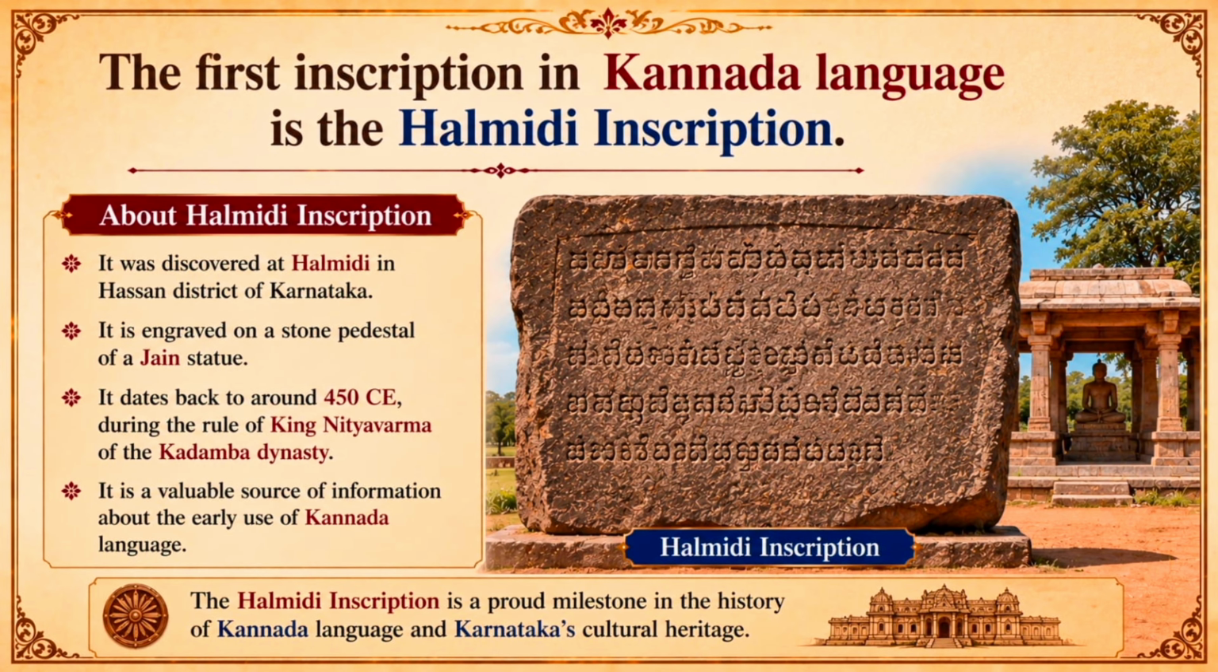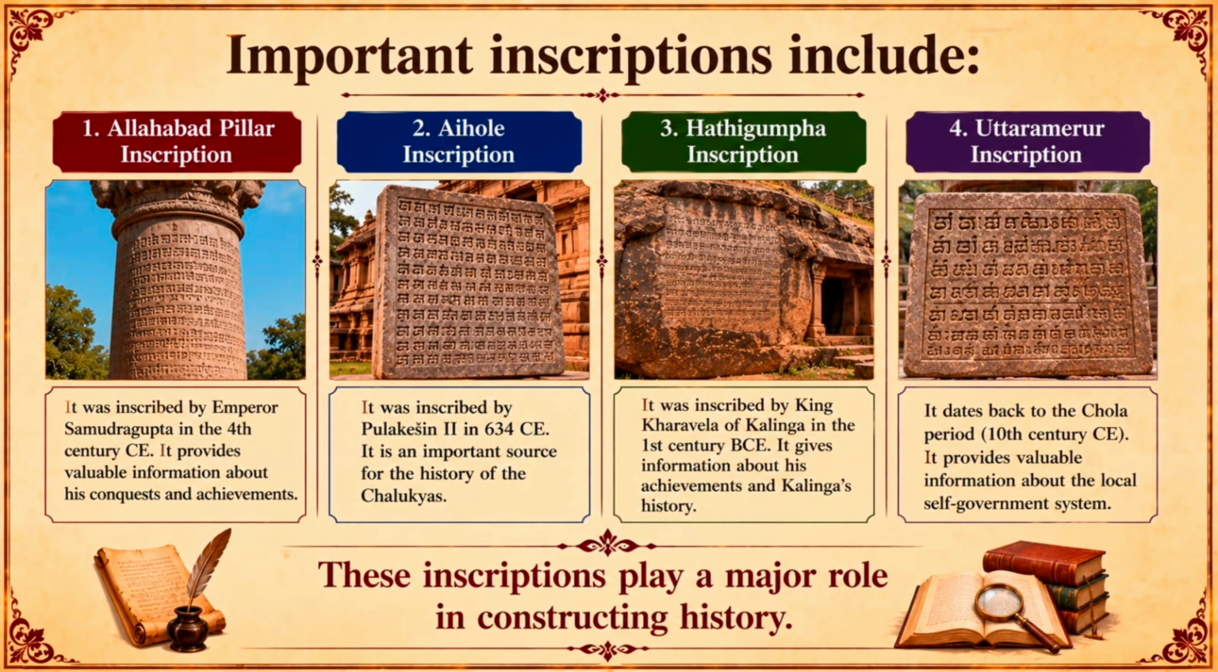The first inscription in the Kannada language is the Halmidi inscription. Important inscriptions include the Allahabad pillar inscription, Aihole inscription, Hathigumpha inscription, and Uttaramerur inscription. These inscriptions play a major role in constructing history.